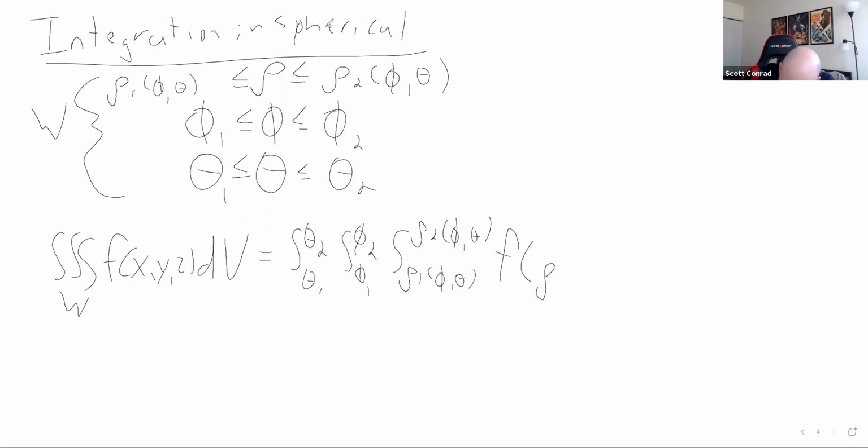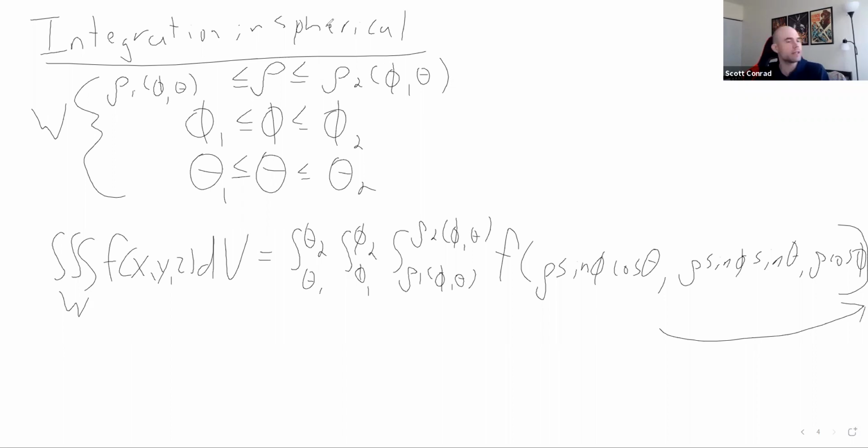So this is going to be a lot of writing here. Remember, x is rho sine phi cos theta, right? So every time you see x, replace it with rho sine phi cos theta. Y is rho sine phi sine theta. And then z is rho cos phi. And then dv, this is the important bit. dv we replace with rho squared sine phi d rho d phi d theta.